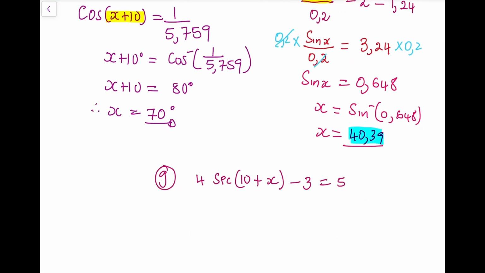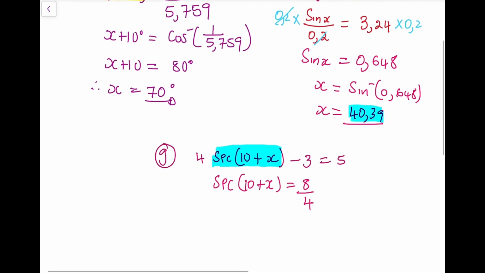Here we are given 4 multiplied by sec of an angle minus 3 is equal to 5. First thing first, we need to make sure that sec of an angle is the subject of the formula. Now I'm going to transpose 3 and divide by 4. So I'm going to have sec of an angle, which is 10 plus x, is equal to 5 plus 3, which will be 8. If I divide on both sides by 4, I will have 8 over 4.